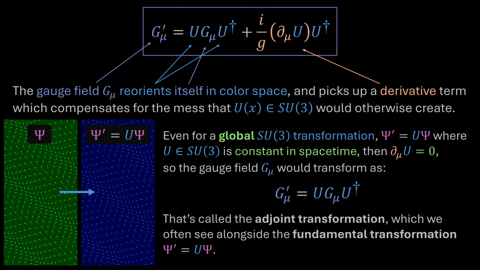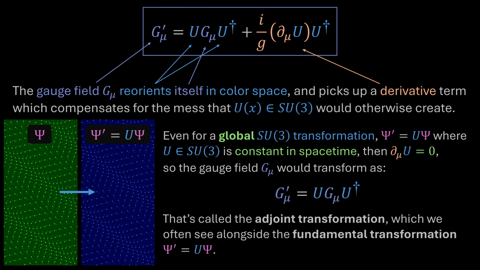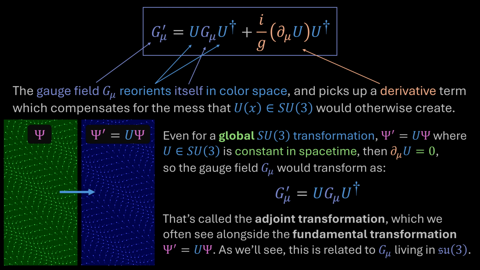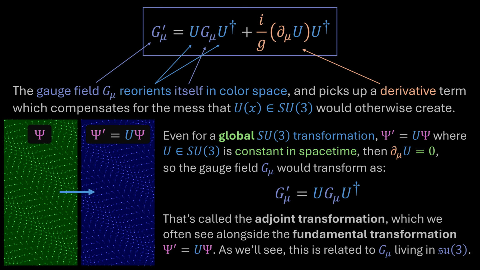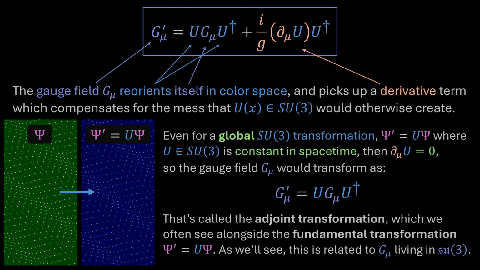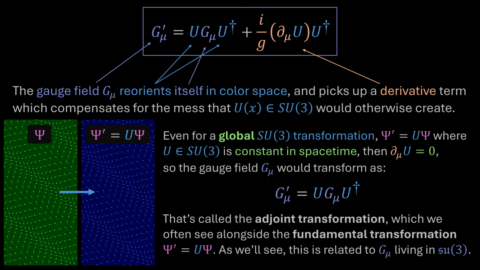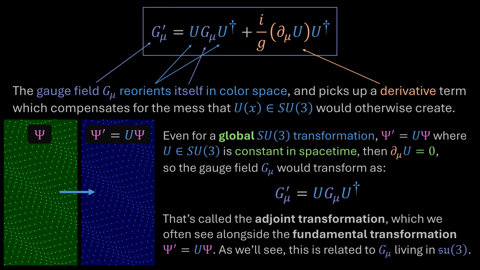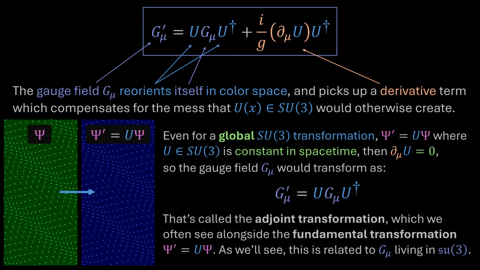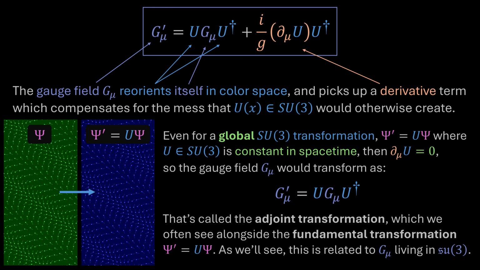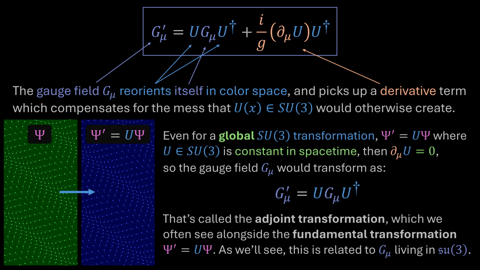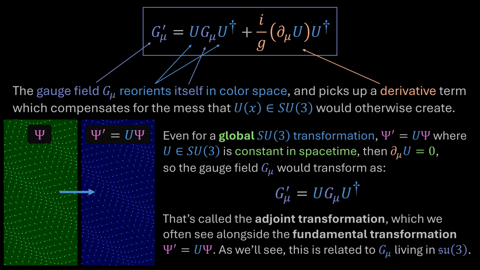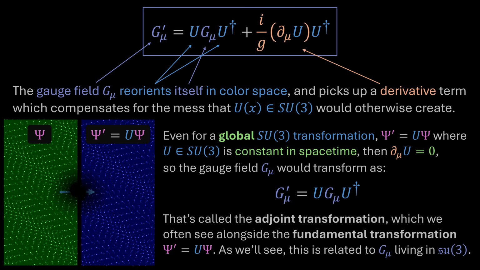But apparently our gauge field is going to reorient itself in a different kind of way. As we'll see later on, that's because the components of the gauge field live in the Lie algebra of SU3. And so the way to think about the adjoint transformation is, even if we're doing a global SU3 transformation, so we're basically redefining our coordinate system in color space, our gauge field has to reorient itself relative to that redefinition of our coordinate system in color space.